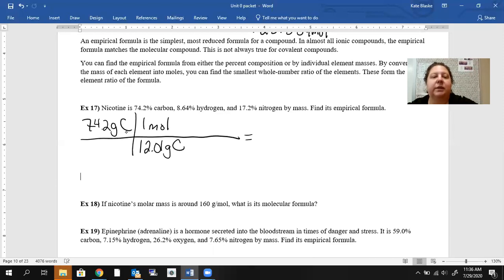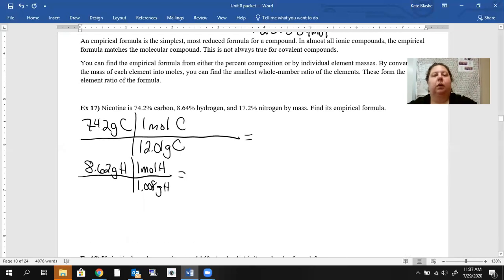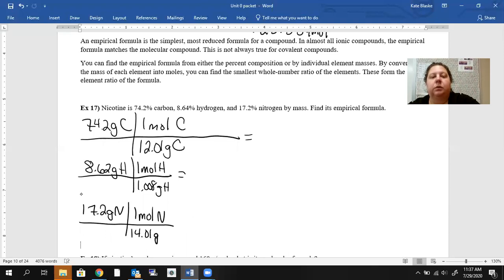I guess I didn't need that much space. We need to do this to all of them, to all of the elements in our mixture. So 8.62 grams of hydrogen, 1.008 grams of hydrogen is 1 mole of hydrogen. Evidently, I need even more room. And 17.2 grams of nitrogen, 1 mole of nitrogen is 14.01 grams.